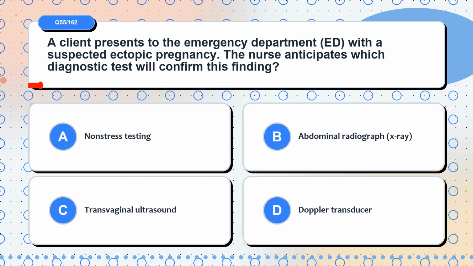Question 55. A client presents to the emergency department ED with a suspected ectopic pregnancy. The nurse anticipates which diagnostic test will confirm this finding. Here are the options. Option A, non-stress testing. Option B, abdominal radiograph X-ray. Option C, transvaginal ultrasound. Option D, Doppler transducer.